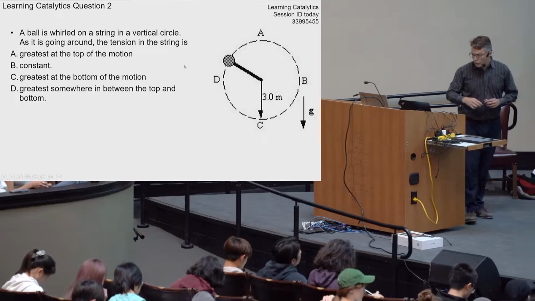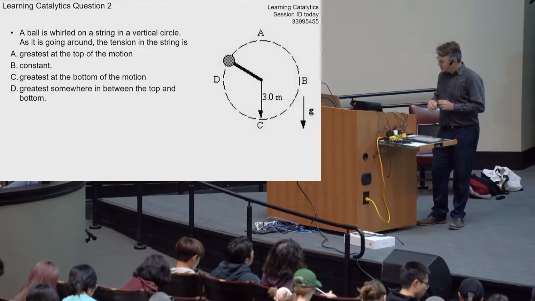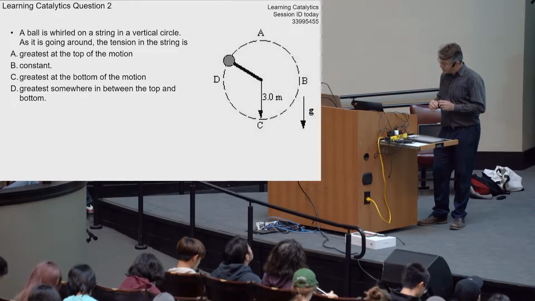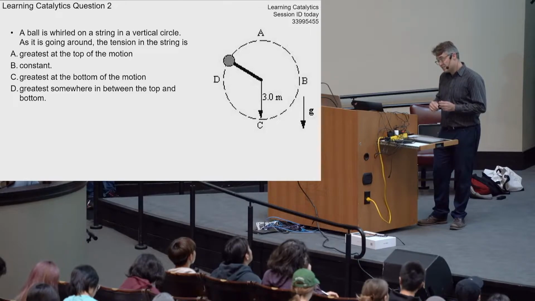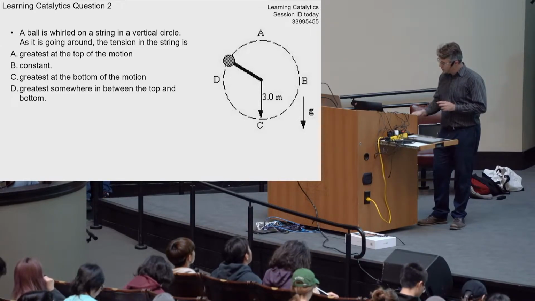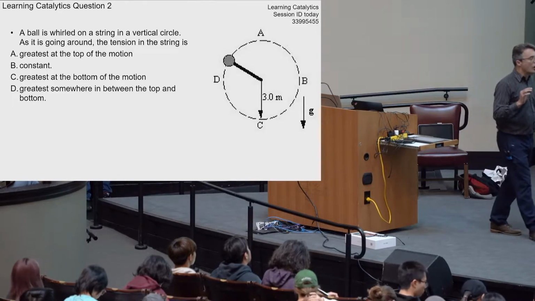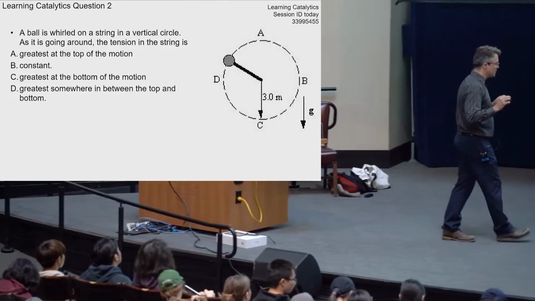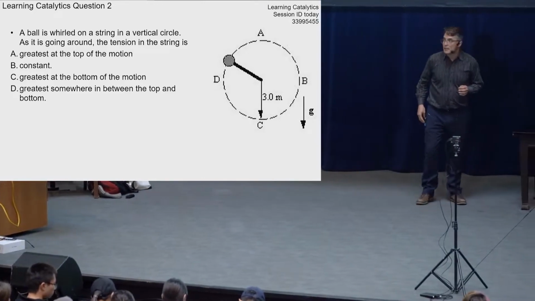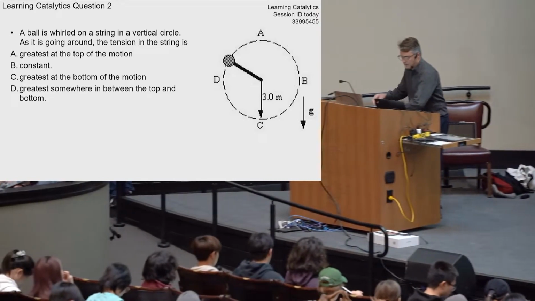A ball is whirled on a string in a vertical circle. As it is going around, the tension in the string is A, greatest at the top of the motion, B, constant, C, greatest at the bottom of the motion, and D, greatest somewhere between the top and the bottom. So the trick here is to consider all of the forces on the ball as it's going around, and that includes gravity. Again, I'll give you 1 minute to think, pair, share, and then we'll discuss.